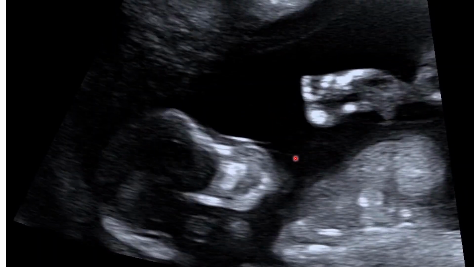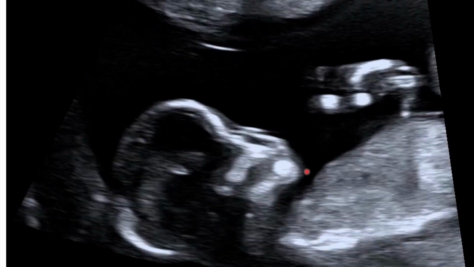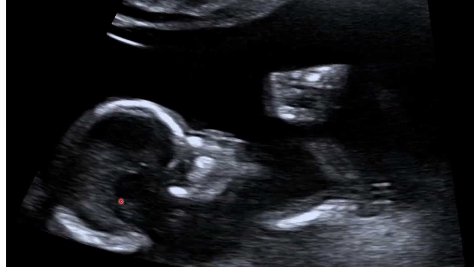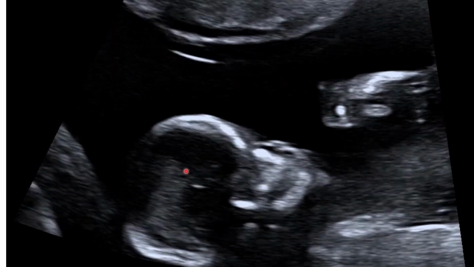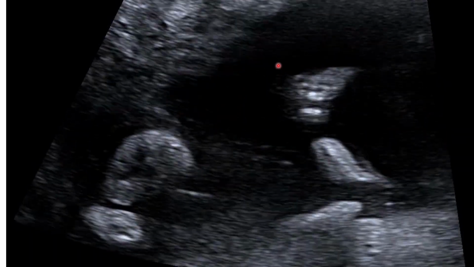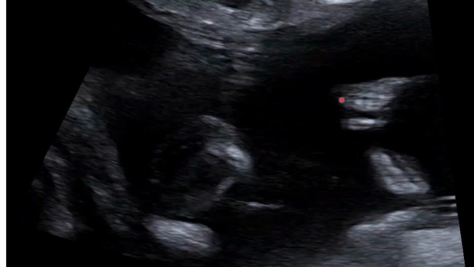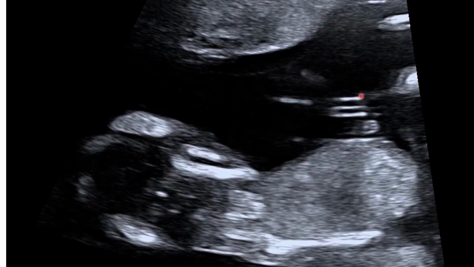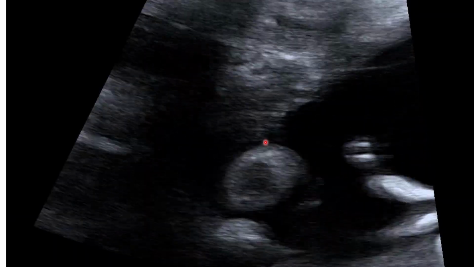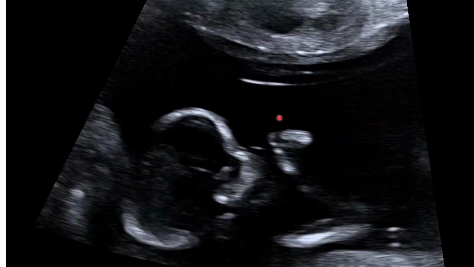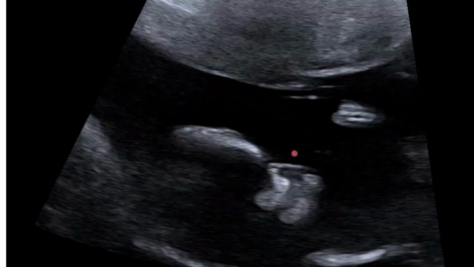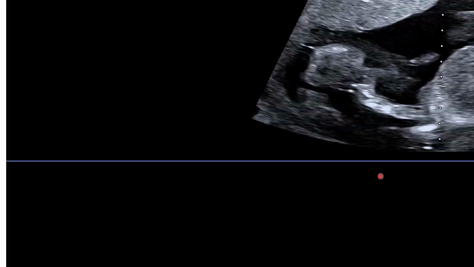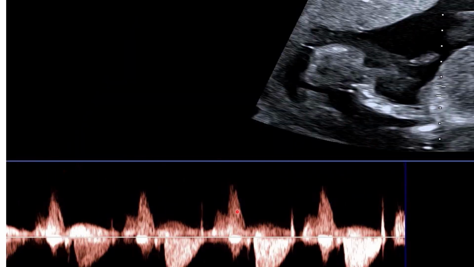So this baby, the anatomy looks fine. That's the head there. The amniotic fluid is fine. If you zoom in, you can start to see the fingers nicely. This is just in the first trimester. That's the heart rate.